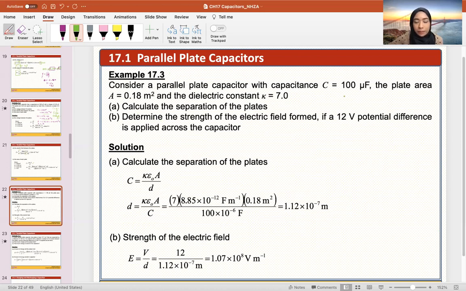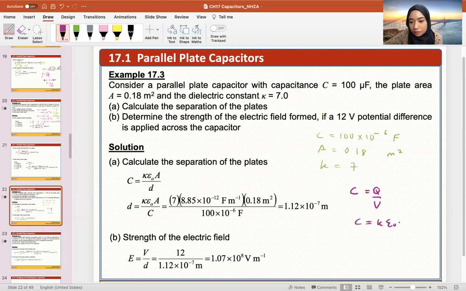Consider a parallel plate capacitor with capacitance C of 100 microfarad. The plate area A is 0.18. So C is 100 times 10 to the minus 6 farad, A is 0.18, already in meter squared, and the dielectric constant K is 7. Calculate the separation of the plates. Now let's go over the equations that we know so far: C equals Q over V, C equals K epsilon naught A over D, and V equals ED.